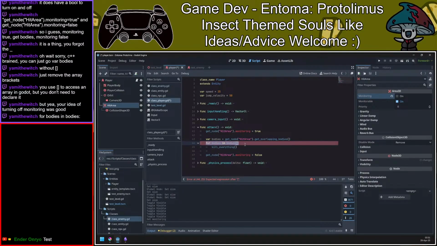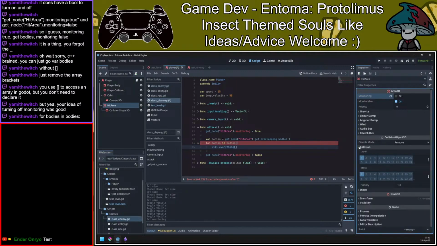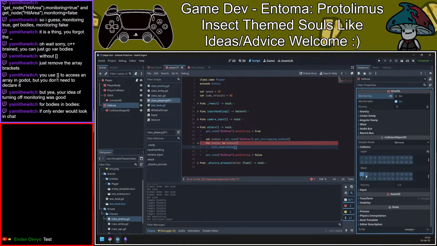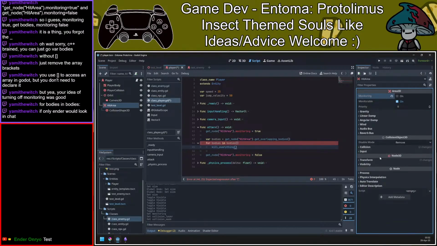Starting to think I did this for loop incorrectly. For bodies and bodies.